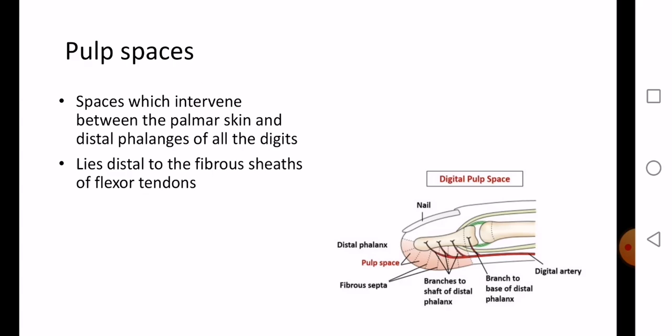Now the next space that is important is the pulp space. So what is this pulp space? Can you feel the tip of your fingers? Very soft. That is called the pulp of your fingers. The space seen in the pulp of your fingers is called the pulp space. It is the space which intervenes between the palmar skin and the distal phalanges of all the digits, and it lies distal to the fibrous sheaths of the flexor tendons.